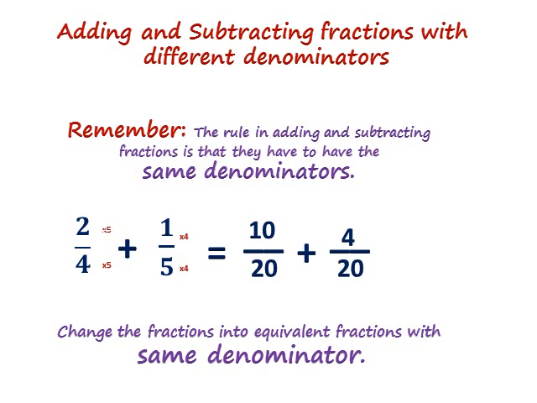Again, we're adding, and we check the denominators. They are the same. They're both 20, so therefore we can just add the numerators. 10 plus 4 is 14, so that's 14 over 20.